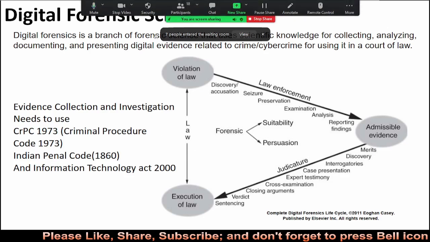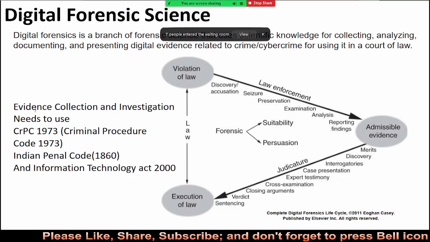So if you see this scenario for digital forensic science, you'll find that evidence collection and investigation needs to use this CRPC. Otherwise, it is not easy to go through the collection and other things.